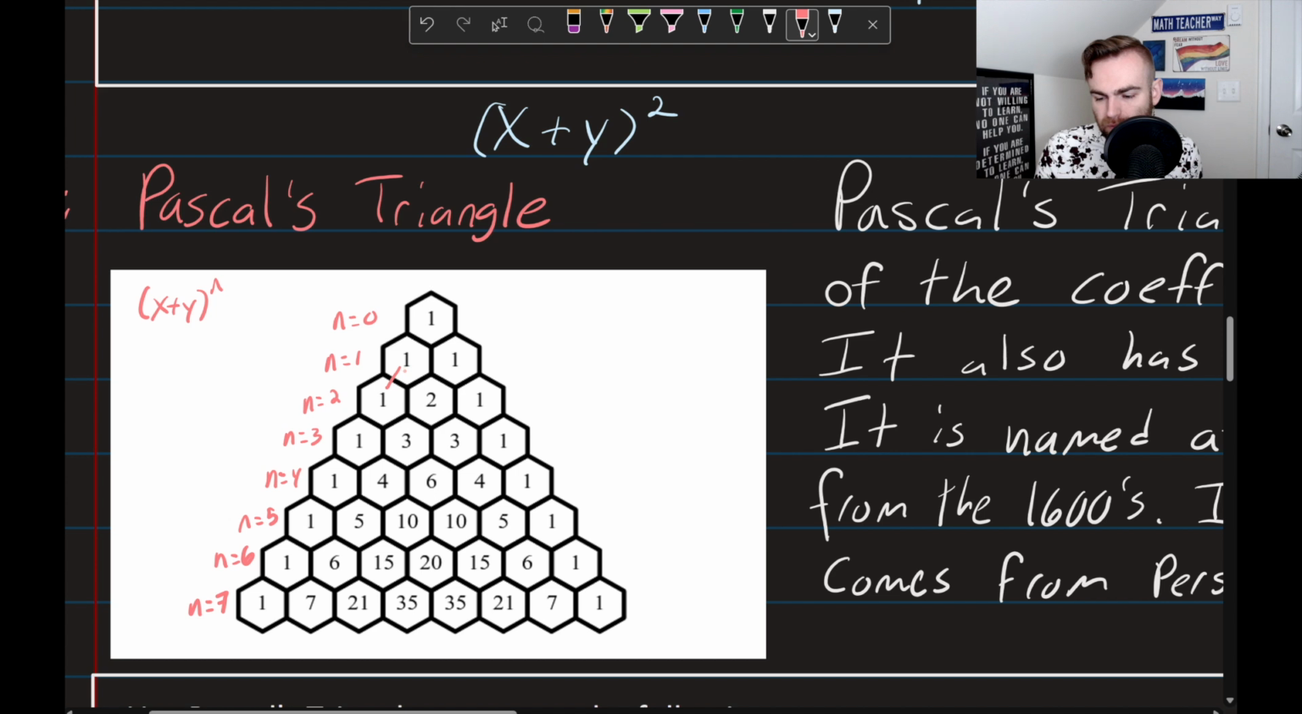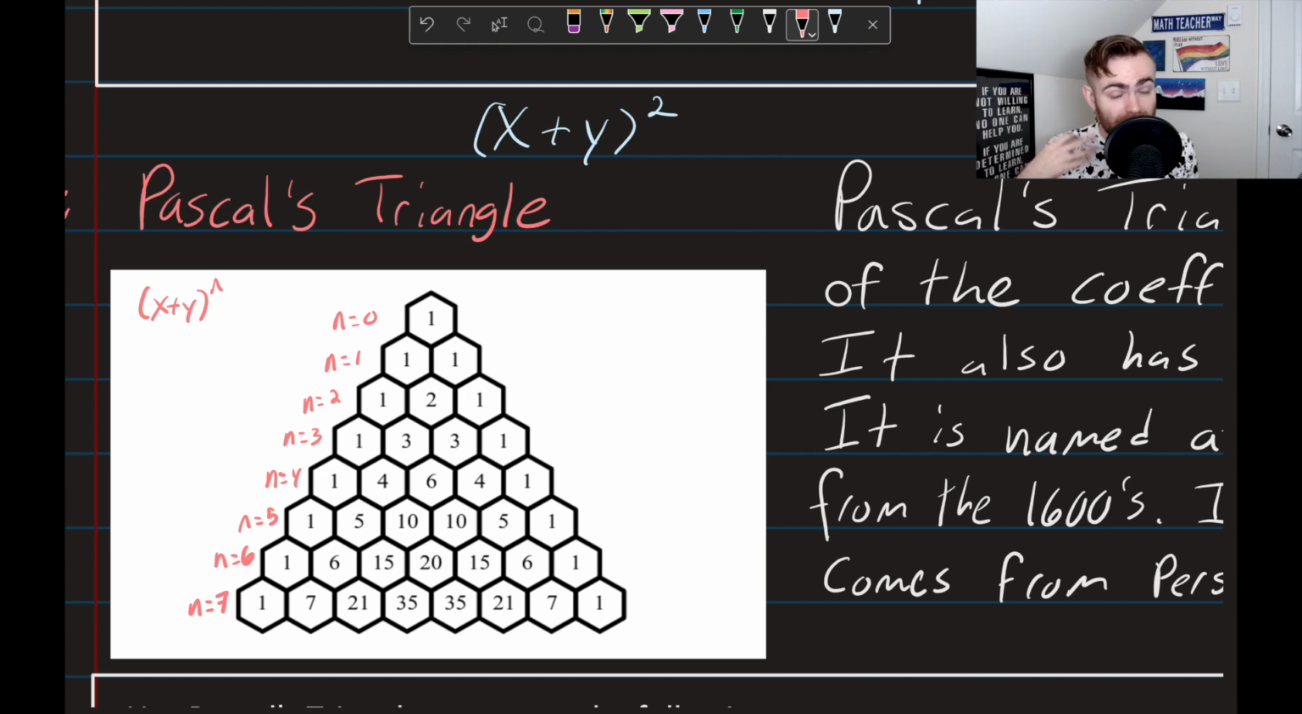1 plus 1 is 2. 1 plus 2 is 3. 3 plus 3 is 6. 1 plus 3 is 4. So it looks like we can add the two numbers diagonally above to create the next number in the sequence.